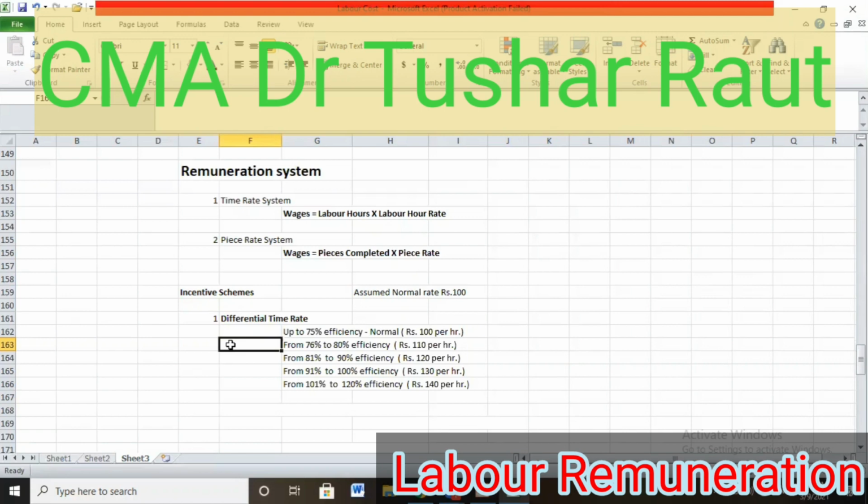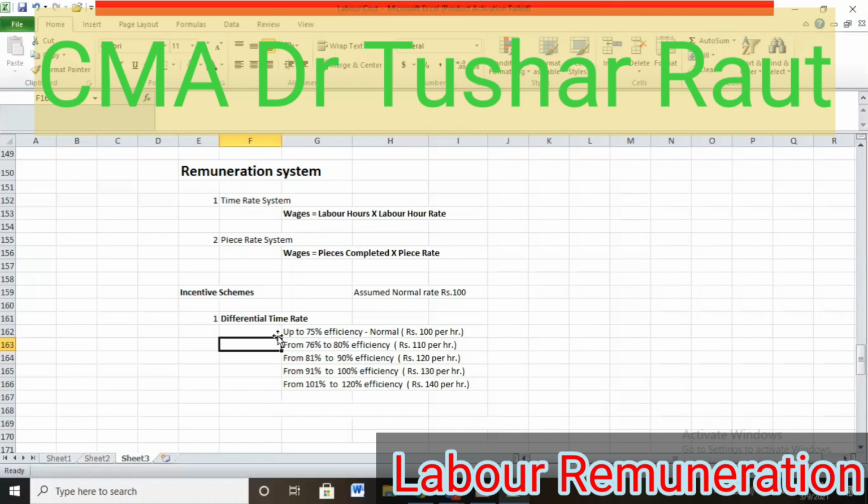As we are taking an example of rupees 100 as the normal rate, assume 100 rupees per hour. So if you worked up to 75%, you will get rupees 100 as the normal remuneration. From 76% to 80%, if your efficiency is between 76% and 80%, rupees 110 per hour. So instead of rupees 100, you will get an additional rupees 10. So a 10% increment due to the increase in efficiency.